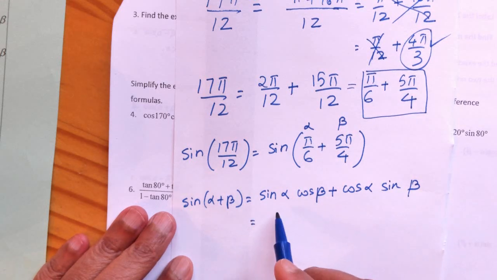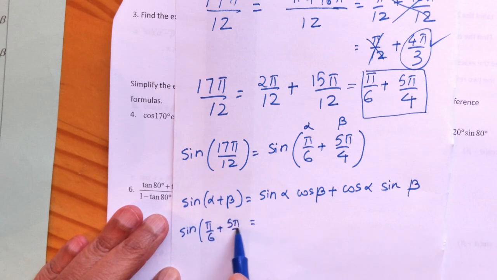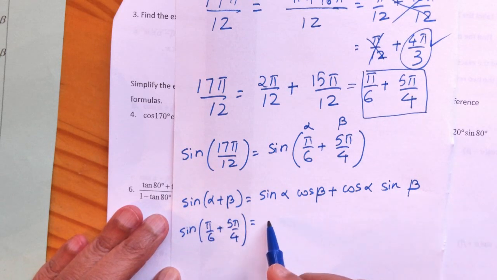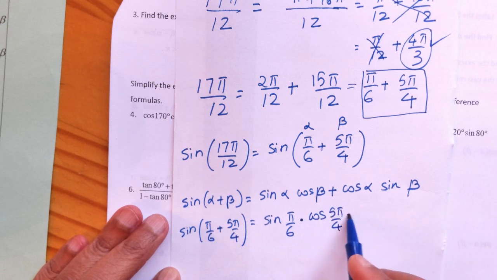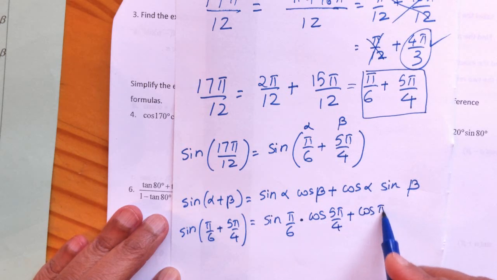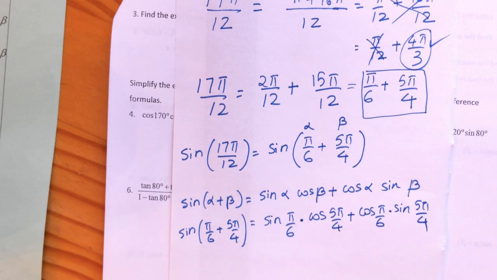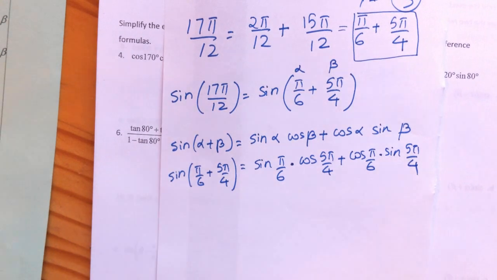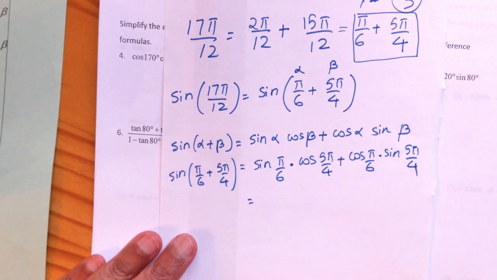And then you substitute. So sine of pi by 6 plus 5 pi by 4 simplifies to sine of pi by 6 multiplied by cosine of 5 pi by 4 plus cosine of pi by 6 multiplied by sine of 5 pi by 4. After this, it's just substituting the values for each of them from your unit circle.